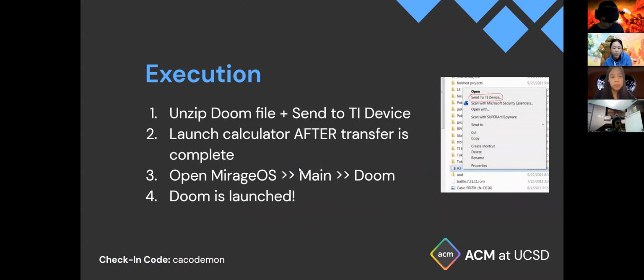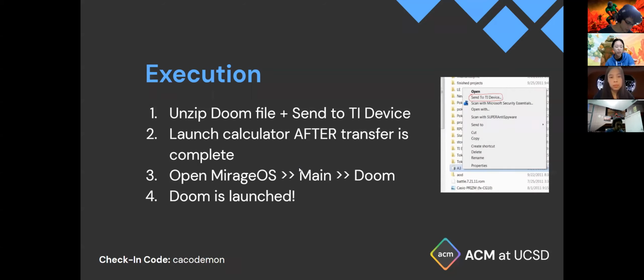All right, so when it actually comes to porting this Doom file to your TI device, you need to unzip the hypothetical Doom zip file and send it to your TI device. This is done by right-clicking your Doom file and choosing the option send to TI device in the small dialog that opens up. Second, you want to launch your calculator after the transfer is complete. It's stressed that you launch it after the transfer has completed, or else you run the risk of breaking your calculator.